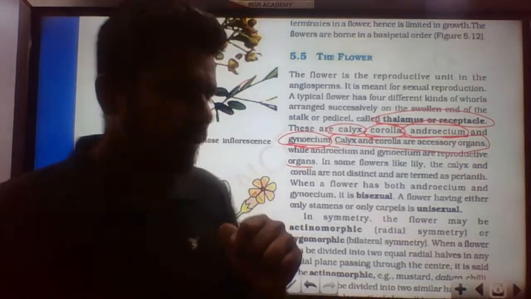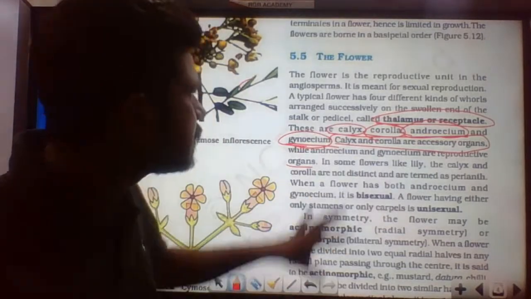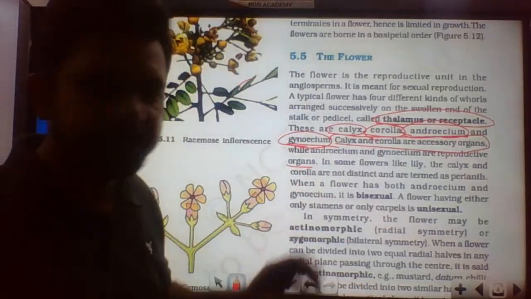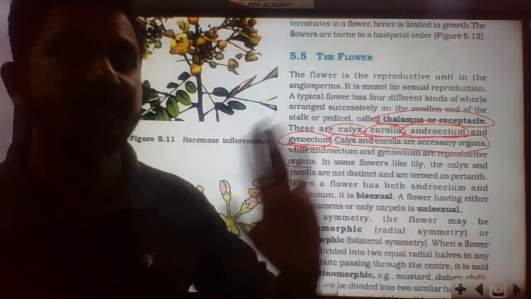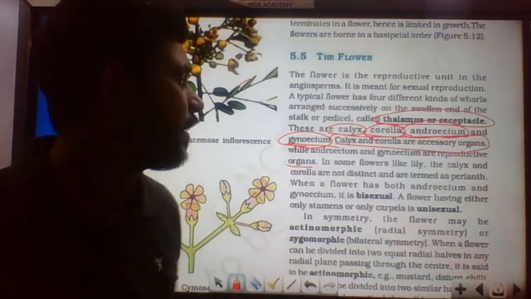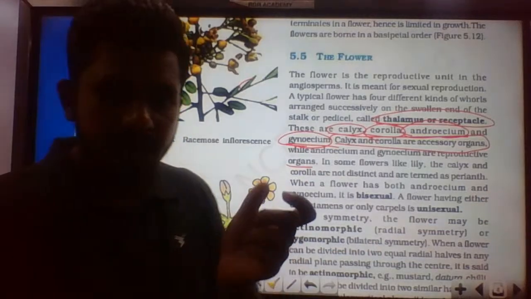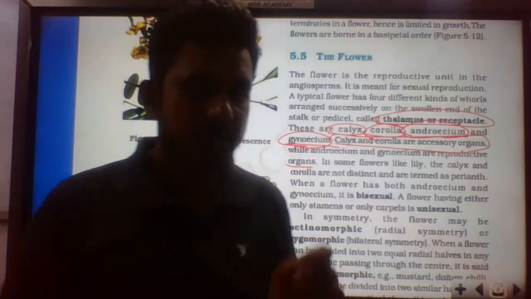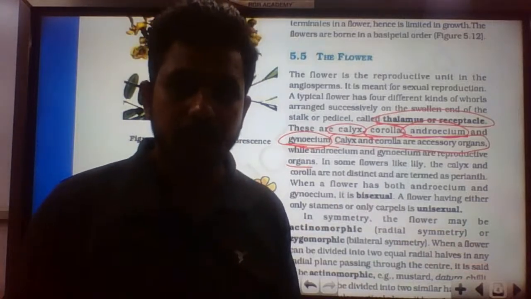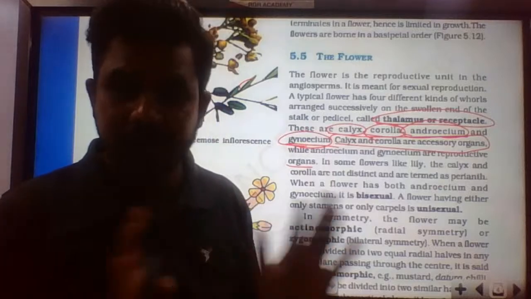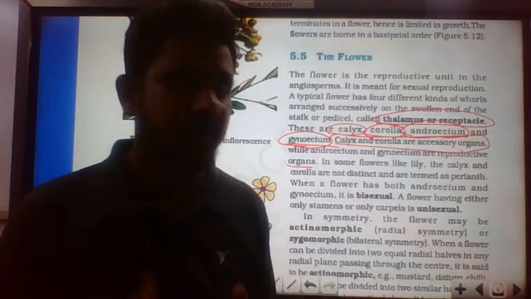So the most important part in this topic is examples. We can expect questions based on the examples. Maximum chances are there. So remembering examples is very important for answering questions. So never forget, these examples are very, very important.